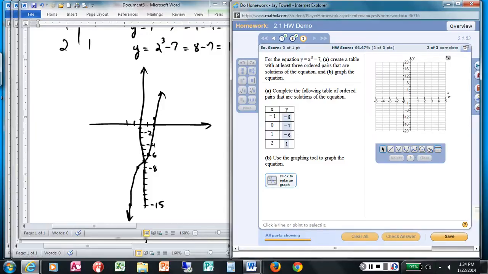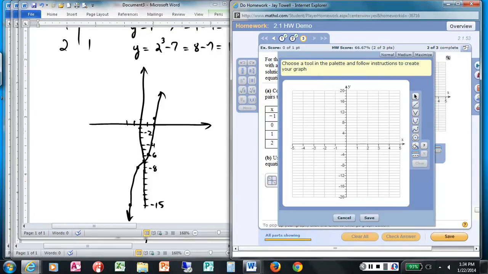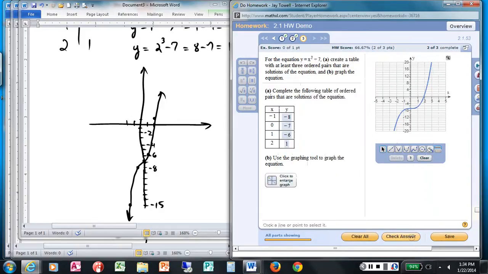I tell you what, let's enlarge this out and see what we got. All right, -1, -8. 0, -7. 1 is -6, and then 2 is +1. There we go. And let's check it. All right, there we go. Okay, so hopefully that'll give you a little bit of help there on graphing those.